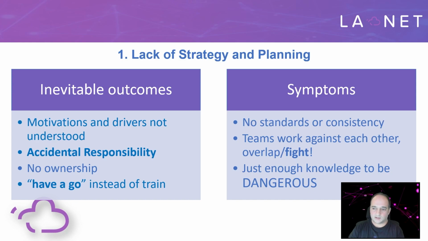And some people will gain just enough knowledge to be dangerous. They won't understand what they're fully doing and what the consequences of some of those things are. And those things can lead to some issues that we'll talk about in a moment. Okay, so that's lack of strategy and planning, the inevitable outcomes, and some of the symptoms.